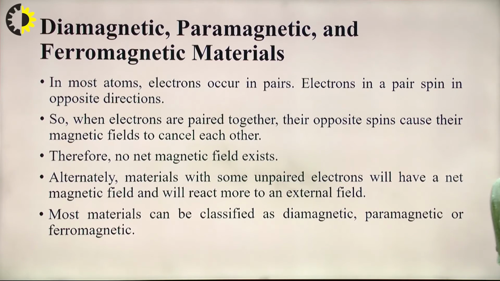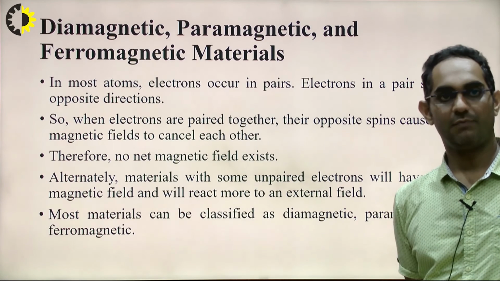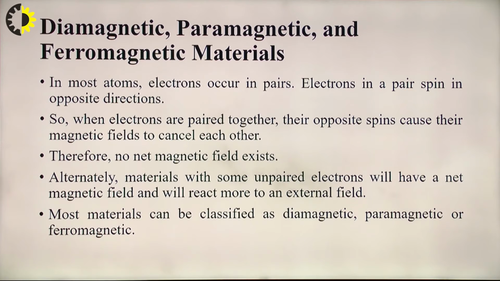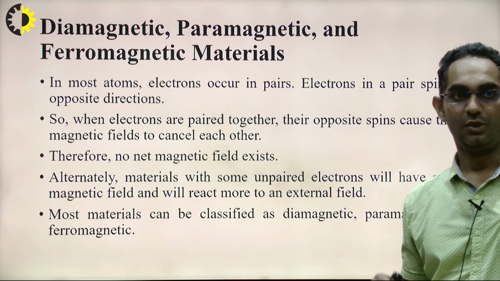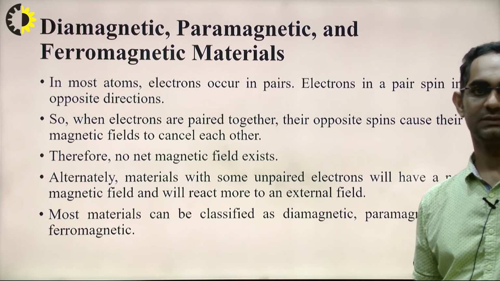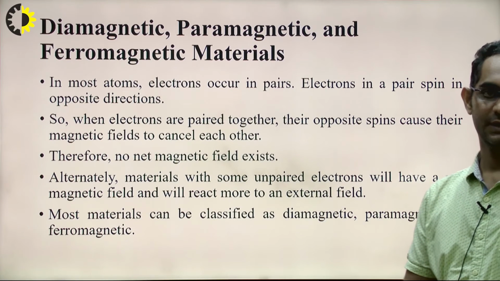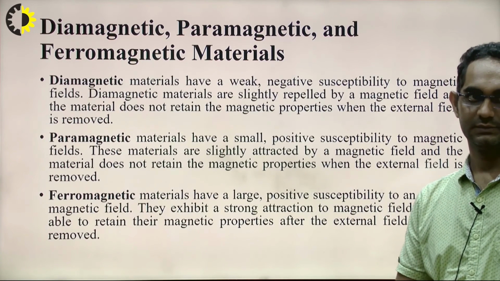Alternately, materials with some unpaired electrons will have a net magnetic field and will react more to an external field. Most materials can be classified as diamagnetic, paramagnetic or ferromagnetic.